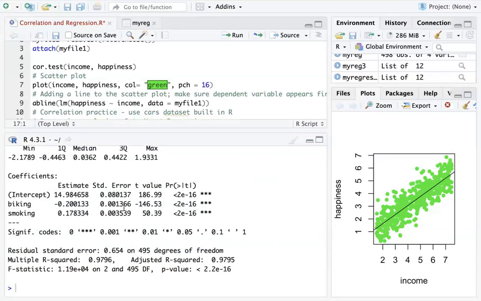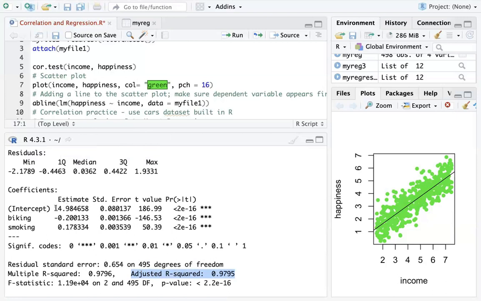Now, there are many, many things here, but let's discuss the key things first. The most important thing here is the adjusted R square, which is 0.9795. In other words, this is 97.95%, which means that's the relationship between the dependent variable and the independent variables. So this is a very strong relationship. It means it's a very good model.